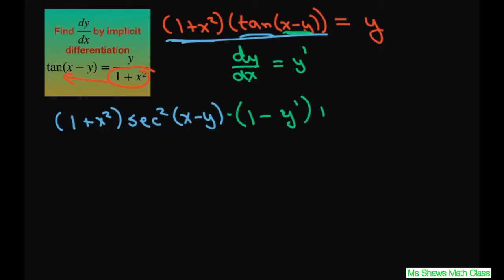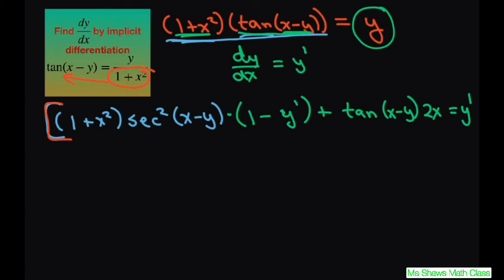Now we have to add the second piece. So now we're going to copy this down, tan of x minus y, times the derivative of 1 plus x squared, and that's just going to be 2x. And that's it for that. And then for the derivative of y, we're just going to write y prime.